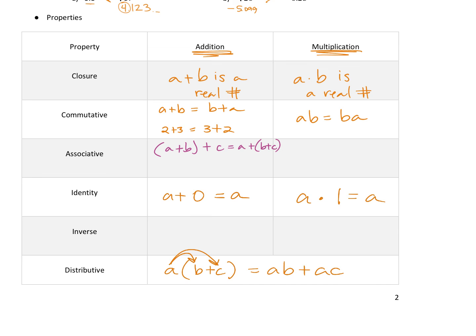Same goes with multiplication. If I go A times B and then multiply by C, it's the same as if I multiply the B and C first and then multiply by A, right? Just doing a little PEMDAS here.